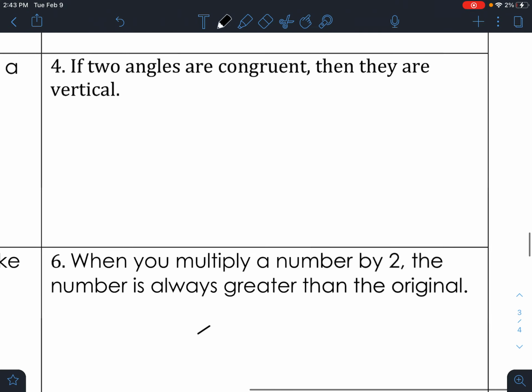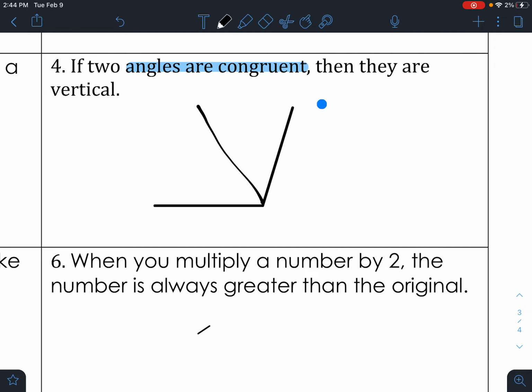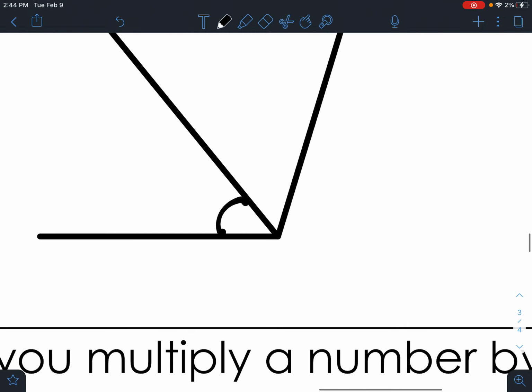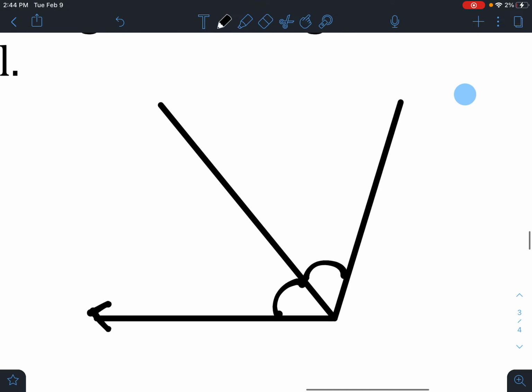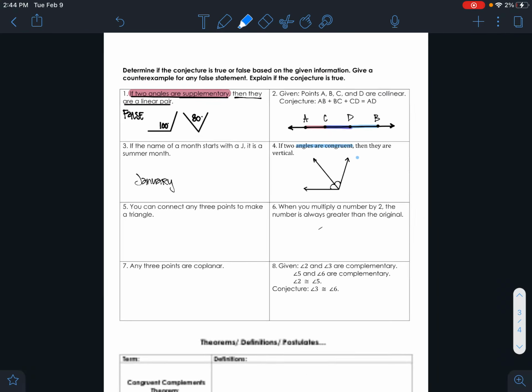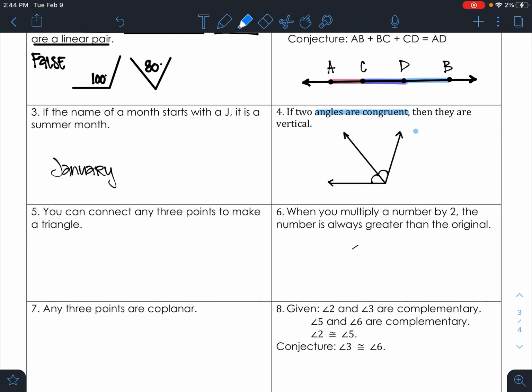Number 4, if two angles are congruent, then they have to be vertical. This is false. We can find two angles that are congruent that are not vertical. What if I just bisected this angle right here? So let's say I have this angle and I'm just bisecting it, and I'm looking at these two angles right here. Are those two angles congruent? They are, so we're keeping that first part true, but are they vertical? They're not. So that's a good counterexample.